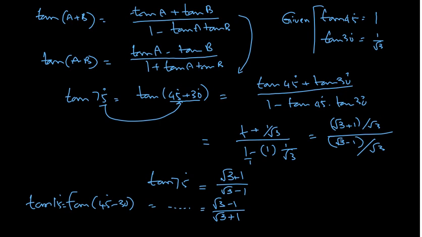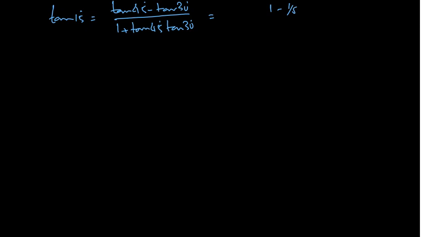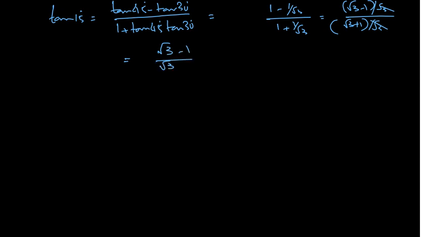I will do that on the next page. So tan 15 equals tan 45 minus tan 30 divided by 1 plus tan 45 tan 30. That's equal to 1 minus 1 over root 3 divided by 1 plus 1 over root 3, which would give you root 3 minus 1 divided by root 3 over root 3 plus 1 over root 3. So this gets cancelled, and you will have root 3 minus 1 divided by root 3 plus 1. This is what tan 15 is.